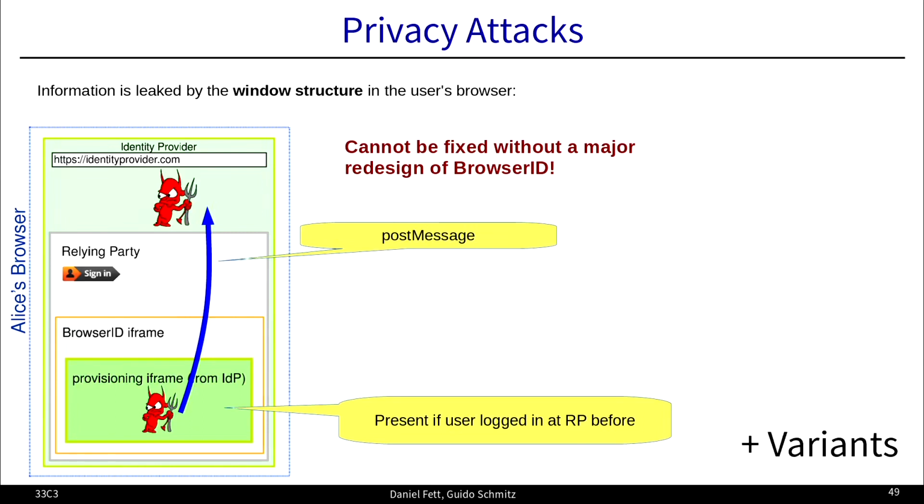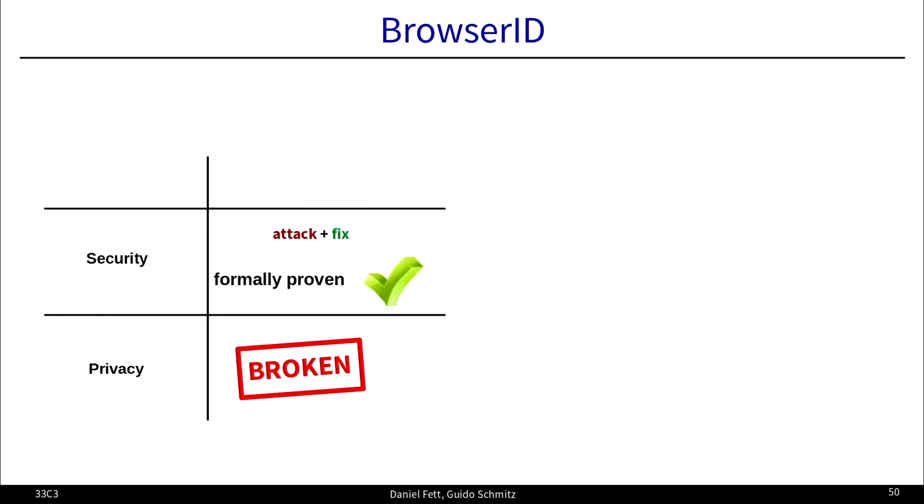We also found some variants of these privacy attacks which rely on other mechanisms, but essentially, yeah, you get the idea. Privacy in BrowserID is broken. Okay, so to sum up, BrowserID, we found attacks, but we also were able to fix them with respect to security. And we also used our formal methods to prove the security of the fixed BrowserID system. But privacy is broken beyond repair.